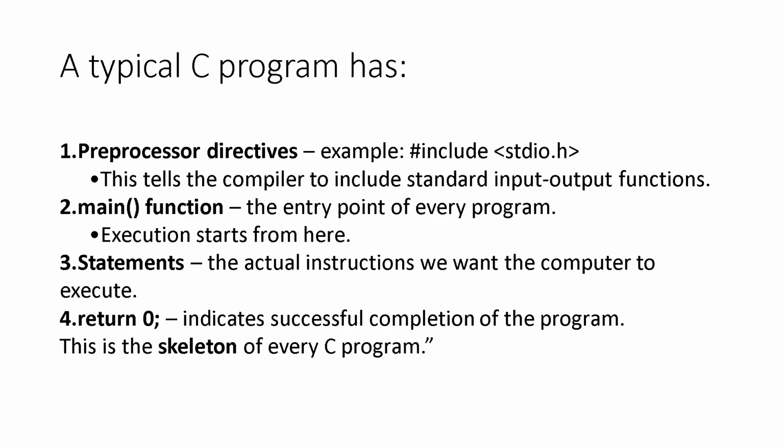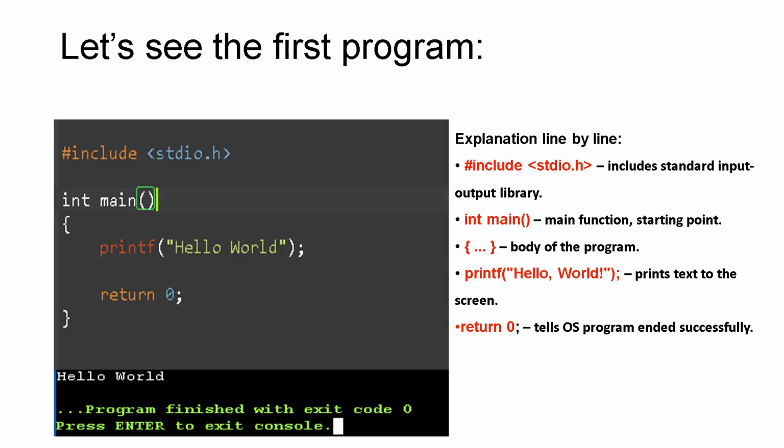Let's see a simple Hello World program in C. #include <stdio.h> includes the standard library for input-output functions. int main is the function where execution begins. Curly braces define the body of the program. printf("Hello World") prints the message on the screen. Return 0, program ends successfully. When we run this program, the output will be Hello World.